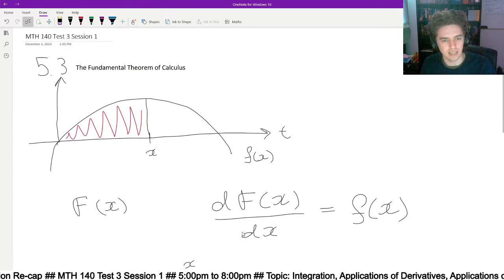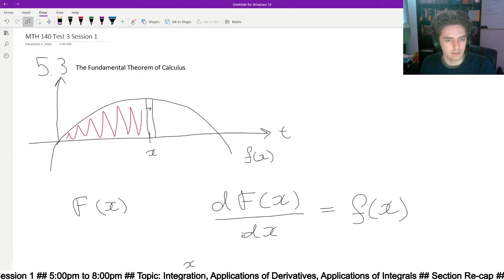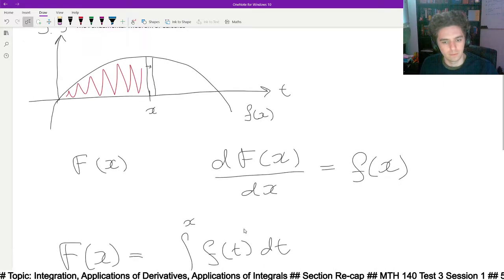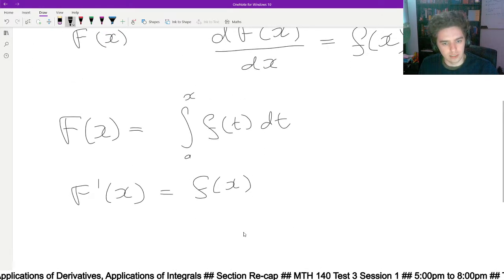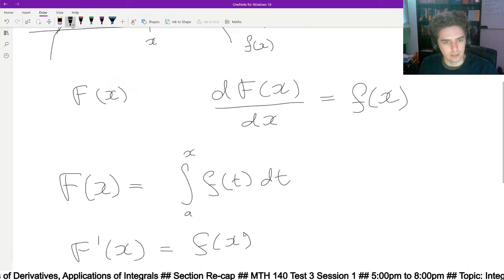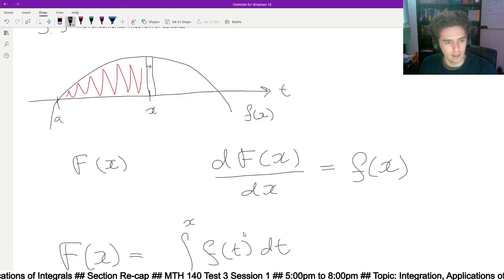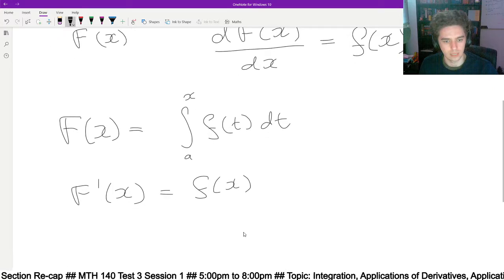Which kind of makes sense. If you were to slightly nudge this, the rate of change of that slight nudge would be related to the actual function itself, how the function is curving at that point. Of course, this also generalizes to a at the bottom. This doesn't have to be your x-axis. Just between the point a and x, the rate of change of that is just f of x.